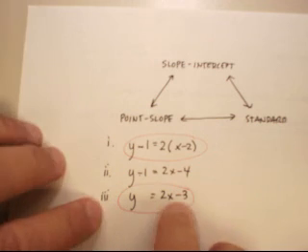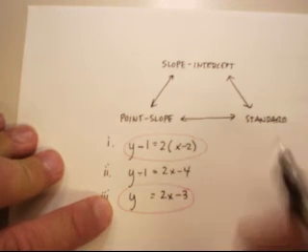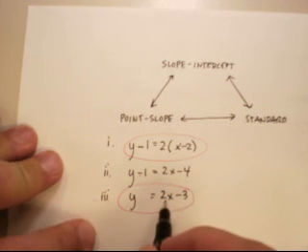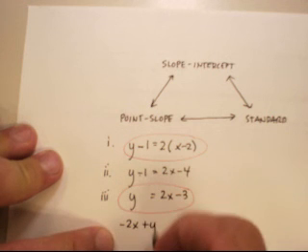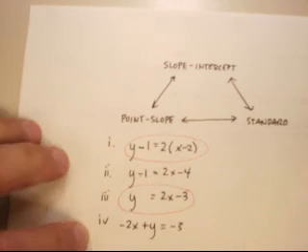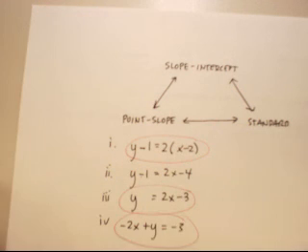Now, can I get from this form to the standard form? Let's check. Well, the standard form is the x and the y on the same side. So let's subtract 2x from both sides. So I get negative 2x plus y is equal to negative 3. And sure enough, I now have the standard form of the equation.